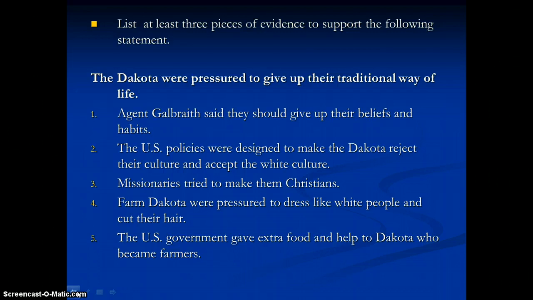Missionaries tried to get the Indians to become Christians, to believe in God, to absolutely forget what their beliefs were. A farm Dakota had to cut their hair. They had to dress like white people. Also, the government promised extra food to any Dakota that became a farm Dakota. All of this was truly to get the Dakota to give up their culture totally.